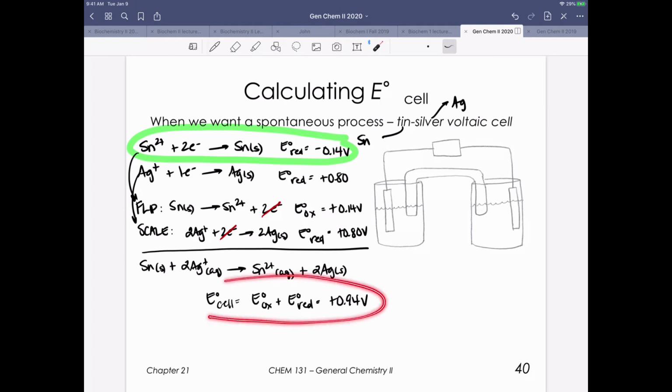And then E cell is equal to the standard reduction potential plus the reduction potential that we've made into an oxidation potential. So we're going to add both of those together, and we get 0.94 volts. So what I want you to do now that we know all of this information, see if you can practice a skill from last lecture and take this information and map it onto a voltaic cell diagram. So go ahead and try that. Pause the video and see if you can figure out that solution.